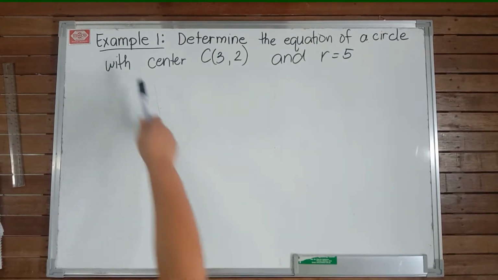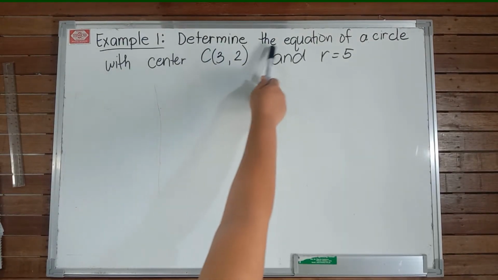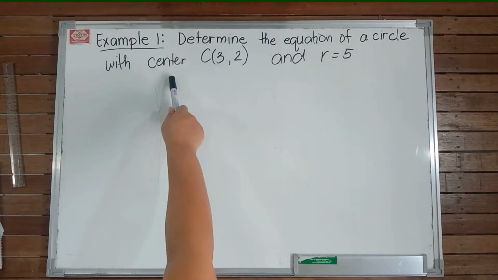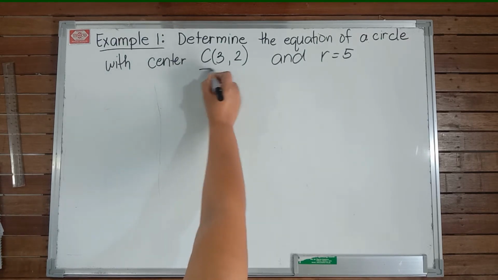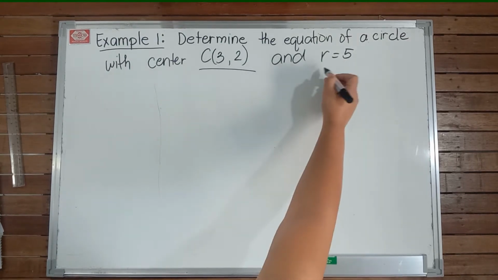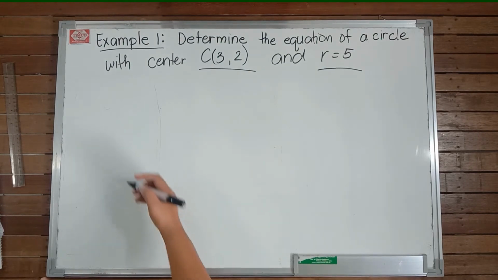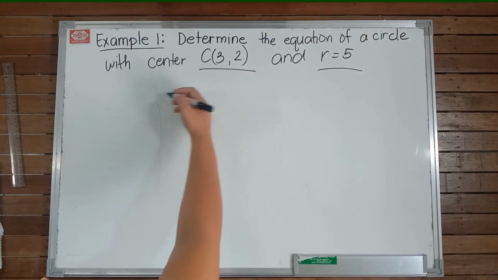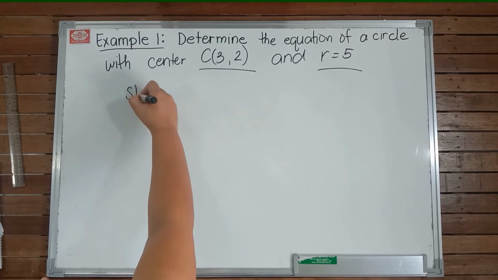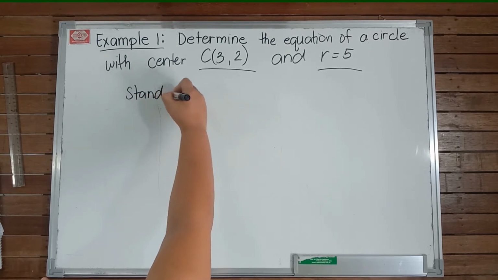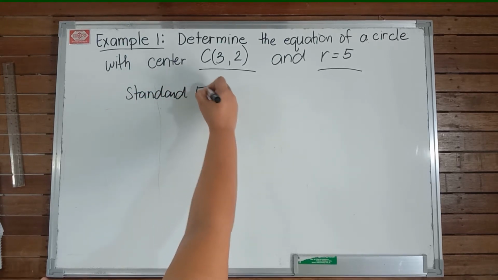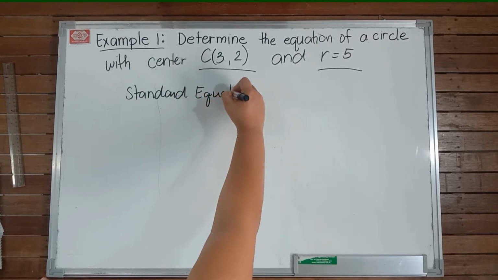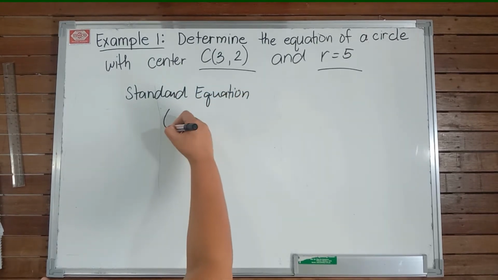Let's have example number 1. Determine the equation of a circle with center C, 3, 2, and radius equals 5. So, our center is not at the origin. Ang origin natin ay 0, 0. Ibig sabihin, ang gagamitin nating standard equation is yung CHK, kasi ang ating center ay 3, 2.